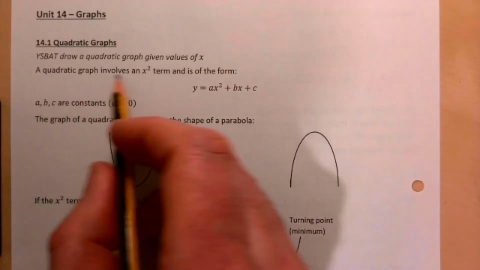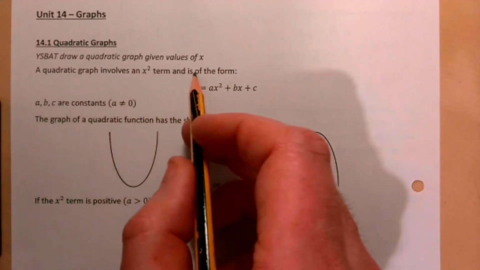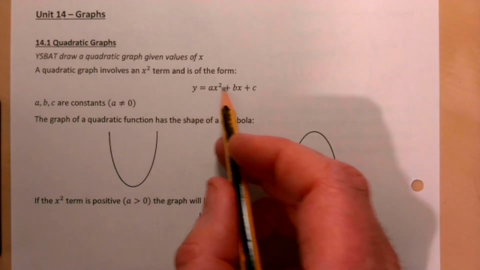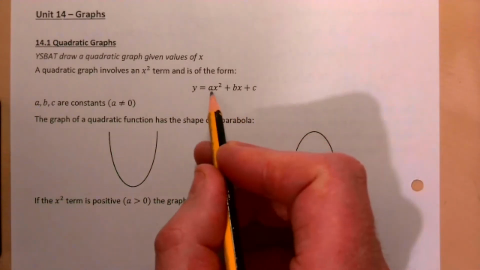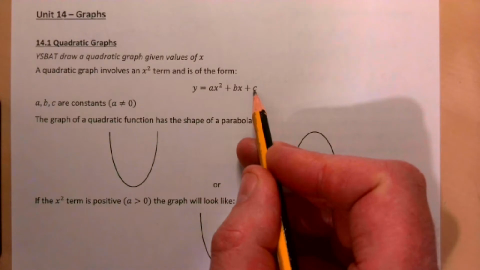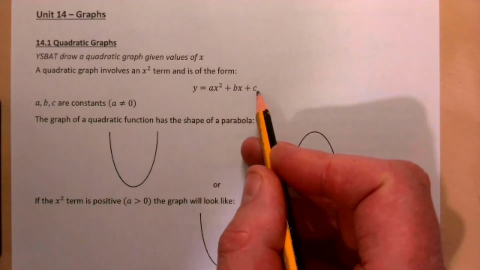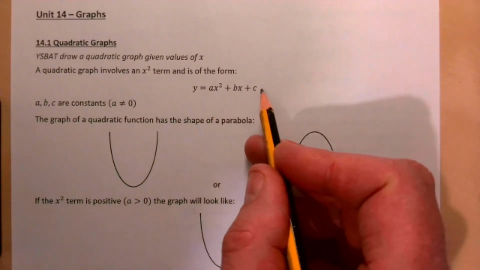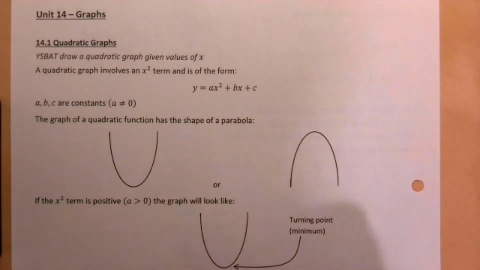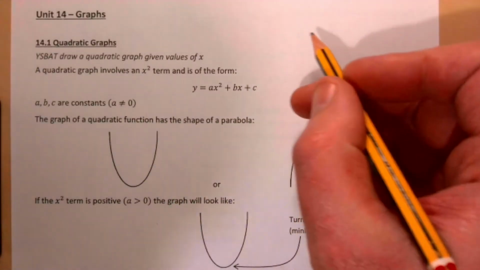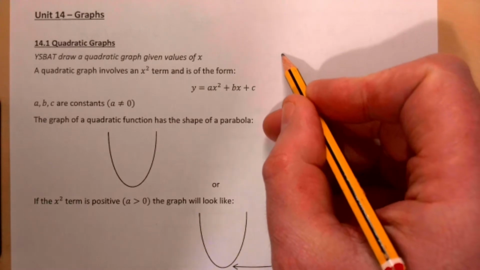A quadratic graph involves an x squared term and is of the form y equals ax squared plus bx plus c. I hope you all recognise the ax squared plus bx plus c bit being the quadratic expression. Normally we sometimes have it equal to 0 to solve the equation and things like that, and so it's relating that then to the graph. Just a wee reminder then about some bits and pieces.